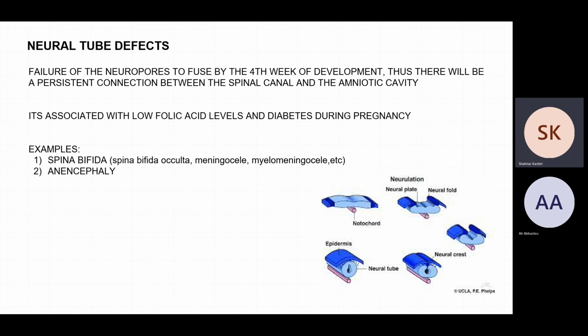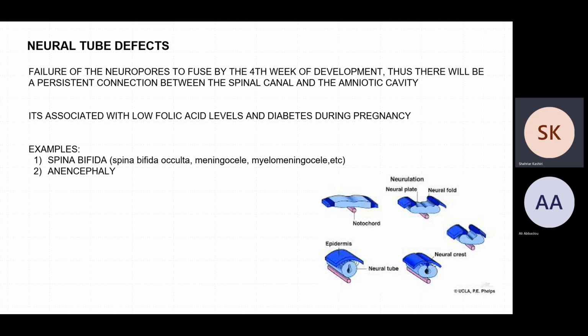Neural tube defects are picked up in the ultrasound checkups by the doctor during pregnancy. It's also associated with low folic acid levels and diabetes during pregnancy. Neural tube defects are classified as open or closed, depending if the lesion is exposed to the environment or not. Examples of neural tube defects are spina bifida, which has 3 subtypes: spina bifida occulta, meningocele, myelomeningocele. Then we have anencephaly, and then the most rare and severe one, craniorachischisis.